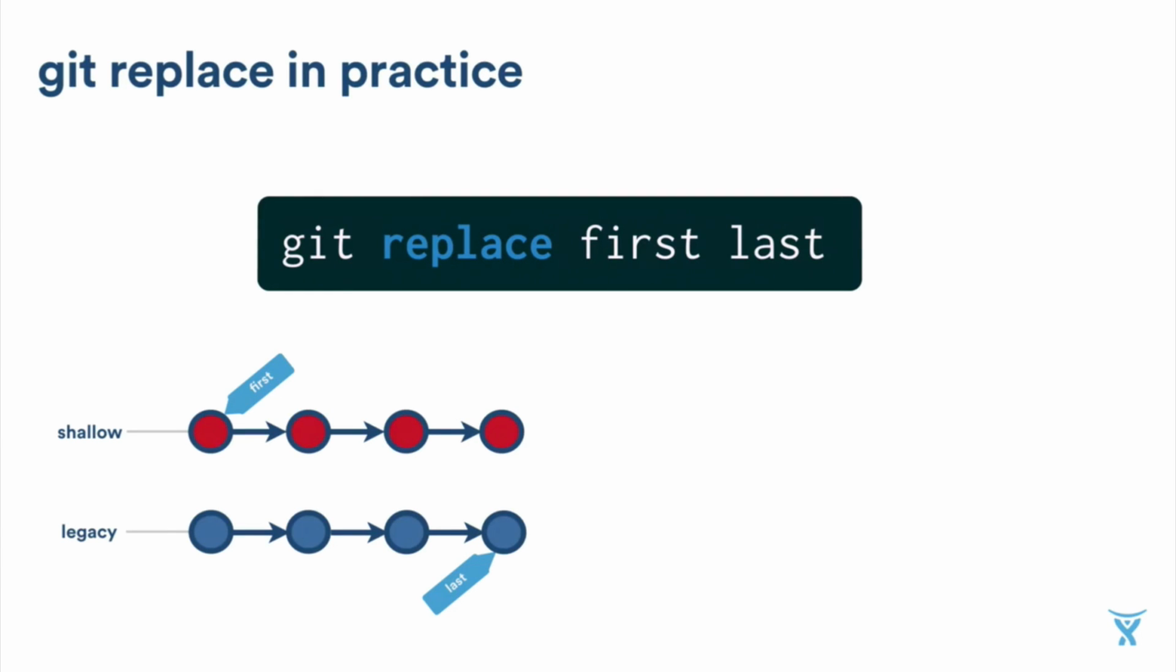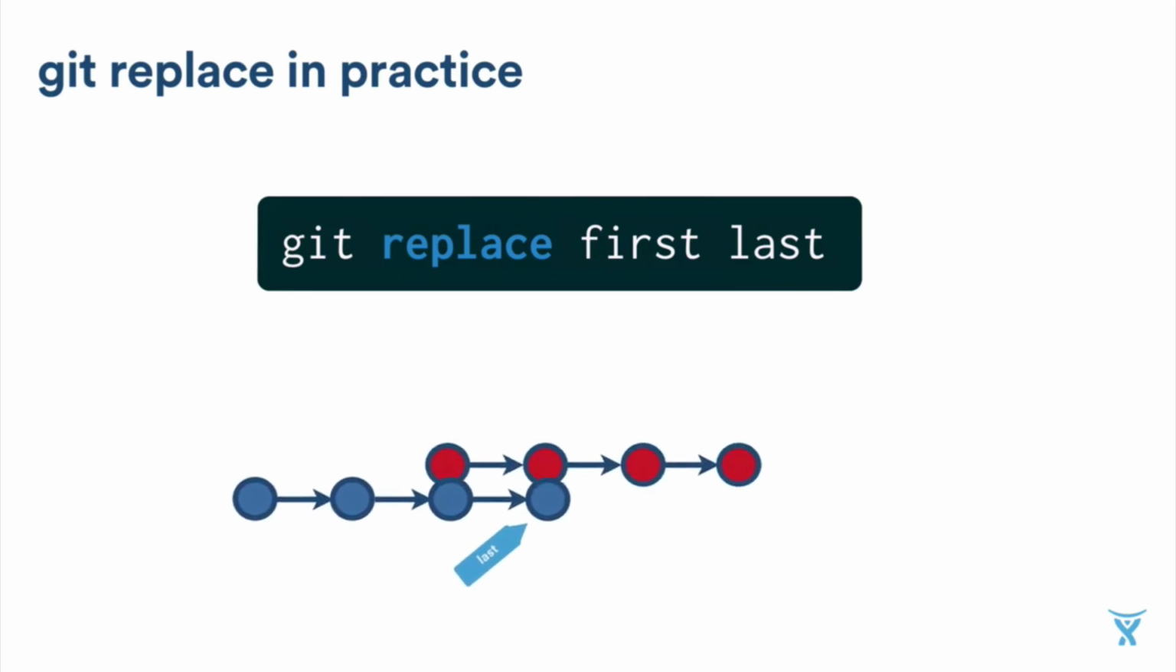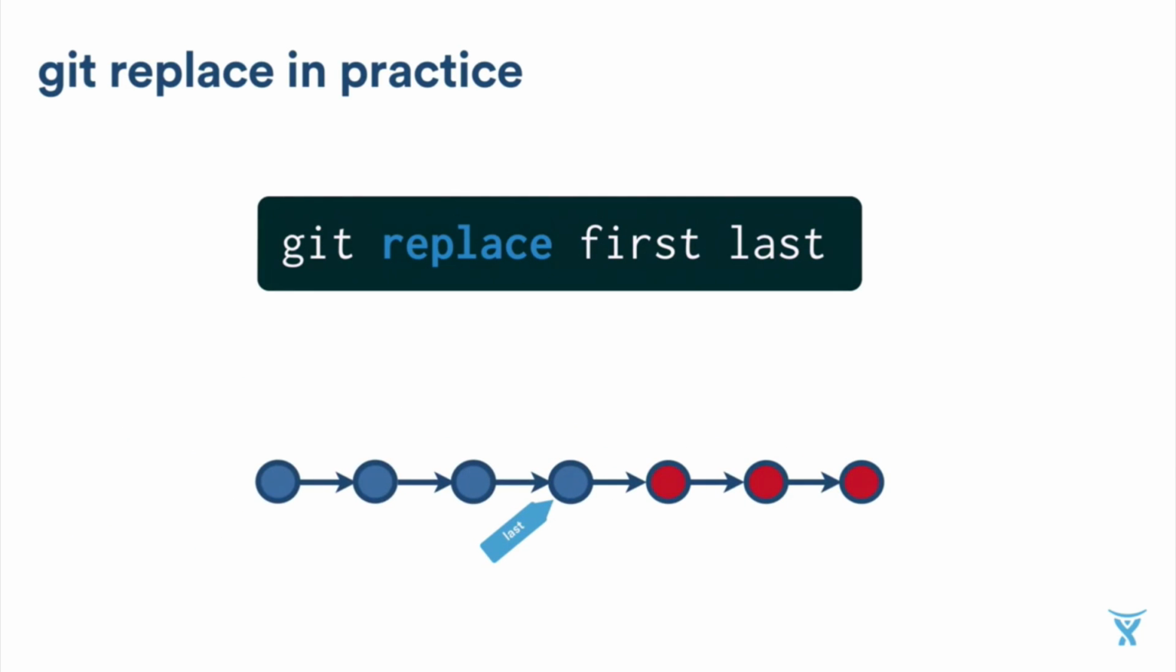What git replace allows you to do, provided that you have tagged the first commit of your shallow repository and the last commit of your legacy repository, is to type git replace first with last. And this is the magic that happens. Git replaces one commit with the next and pretends that the histories were never separated and everything is together. It's very simple. It's exactly as simple as it gets.